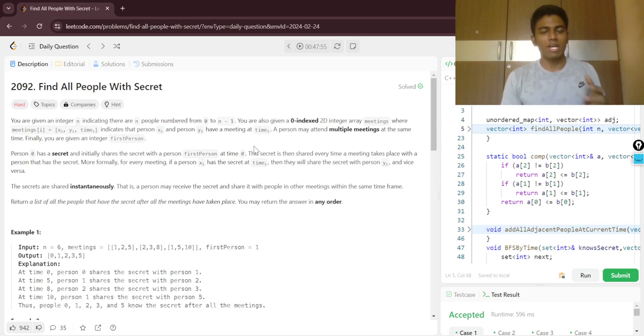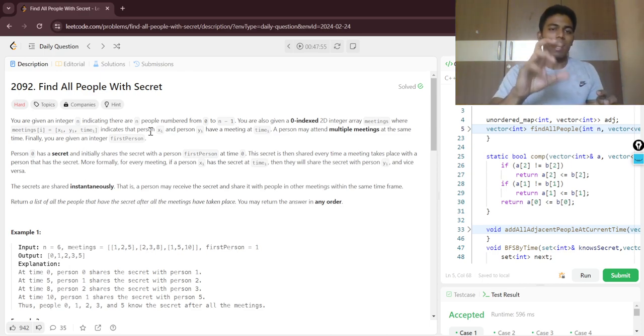So here we are given n people, which are numbered from 0 to n minus 1, and then we are given an array of meetings. Each is going to contain two people, xi and yi, and the meeting is going to be held at some particular time, which is ti.